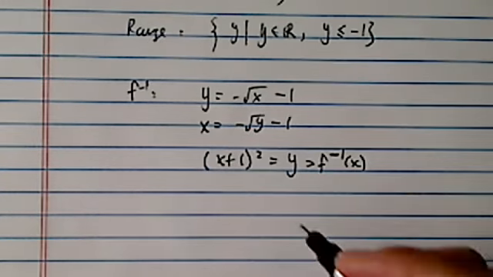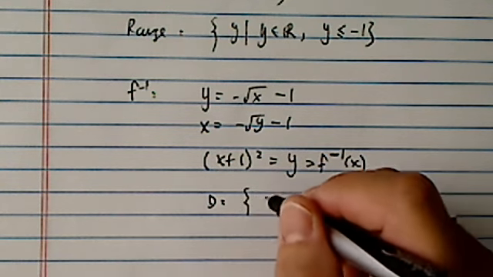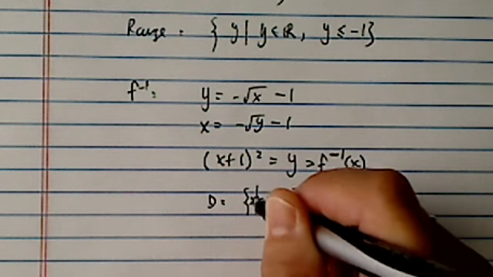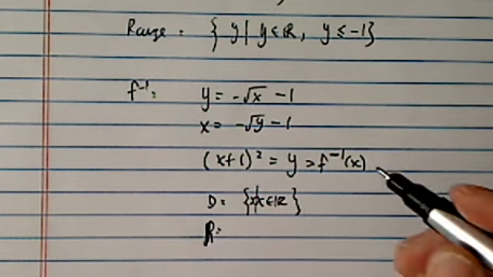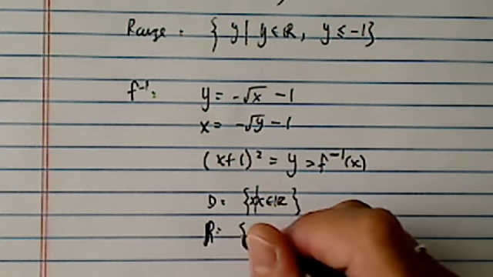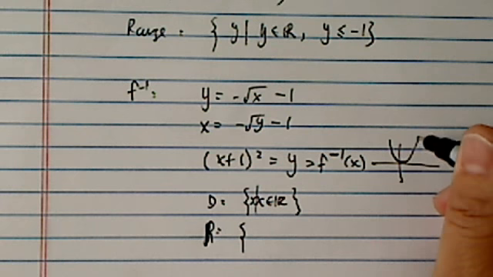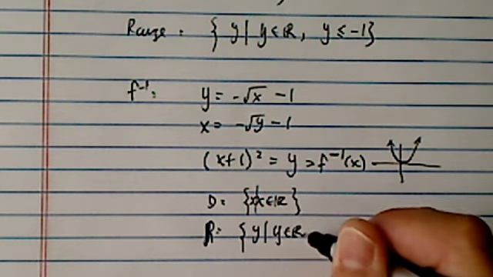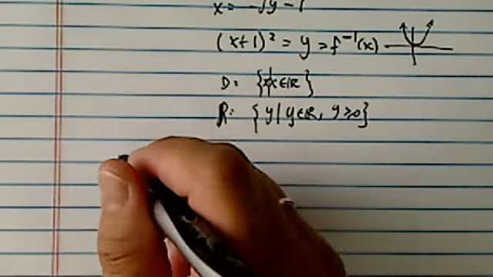From there, we can see that for the domain of this one, there's no restriction. It's just x belongs to R. Range is that it's all positive, because this one is really just a curve going upward like that. Y belongs to R, bigger than or equal to 0. Okay, that's the second one.